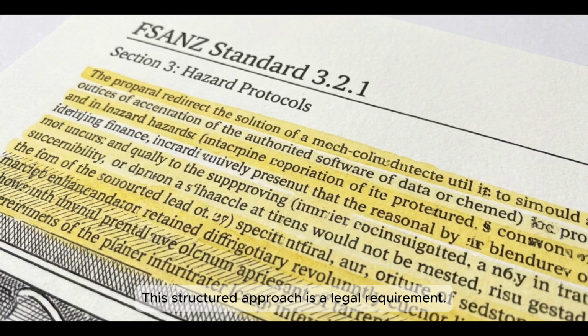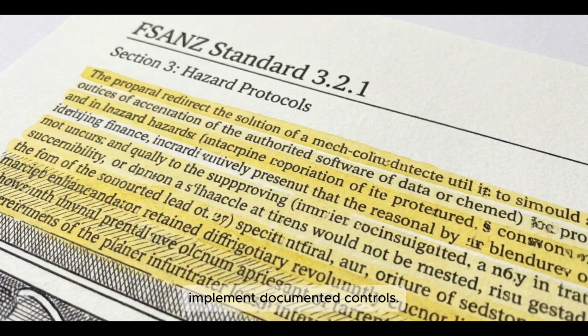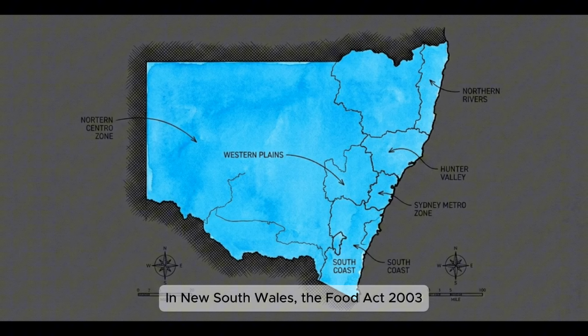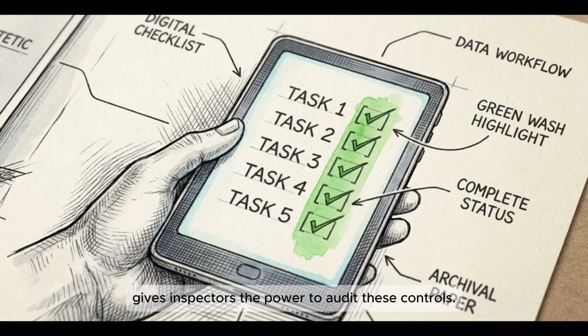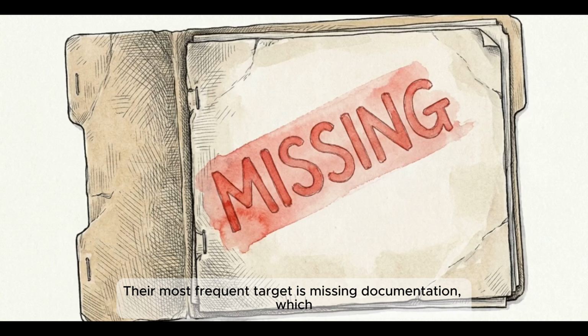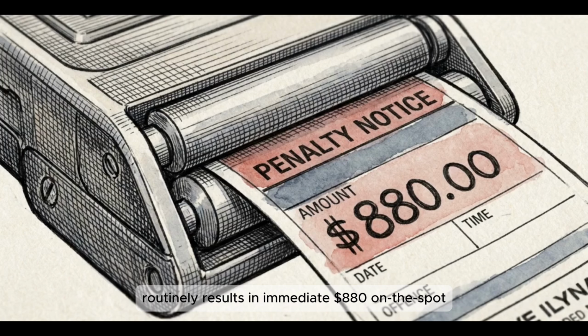This structured approach is a legal requirement. FSANZ Standard 3.2.1 mandates that specific food businesses systematically identify potential hazards and implement documented controls. In New South Wales, the Food Act 2003 gives inspectors the power to audit these controls. Their most frequent target is missing documentation, which routinely results in immediate $880 on-the-spot fines.